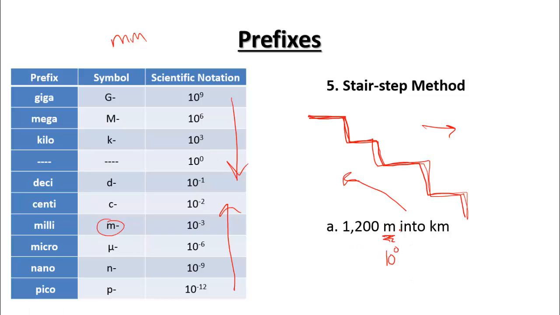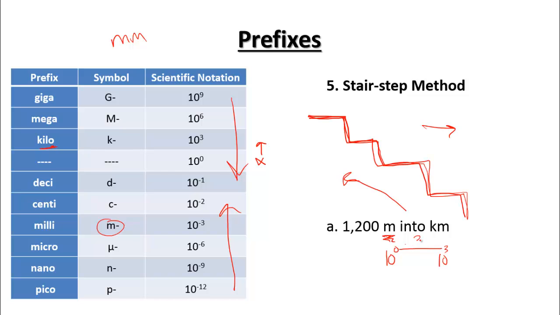And now we're going to convert to kilometer. And kilometers, you can see right here, is 10 to the 3rd power. So, are we moving up or down? Well, we start with our base unit. We start here, and we're going to end at kilometer, which is right here. So we're going up. Now, what's the difference between these two numbers, 0 and 3?